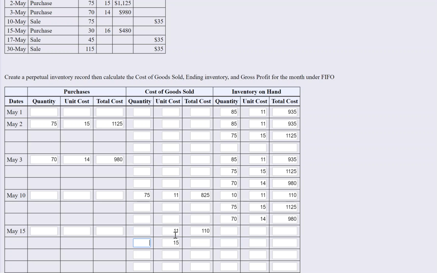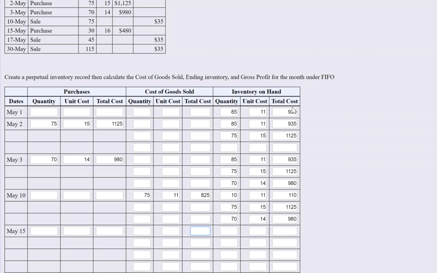Now under LIFO, last in, first out, the last items purchased become the first ones out. So in this case, if I was selling 75, I would have to sell 70 at 14, but that's not 75. Then I have to come up to the next group that was purchased, take 5 of those and sell those 5 at 15. So hopefully that'll get you started.